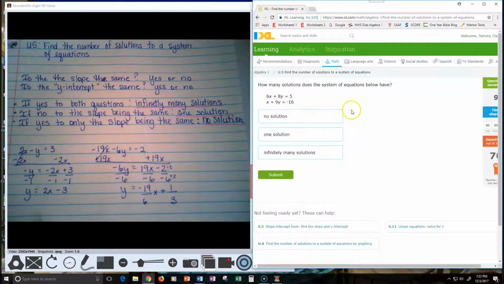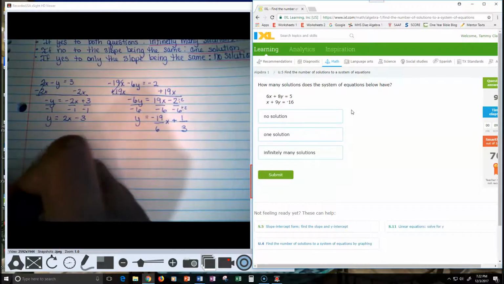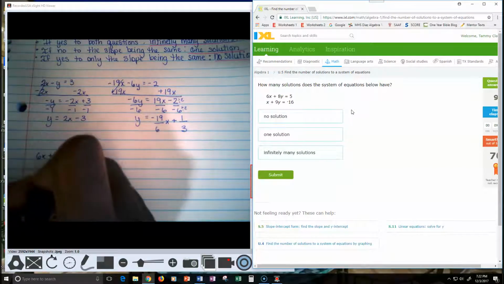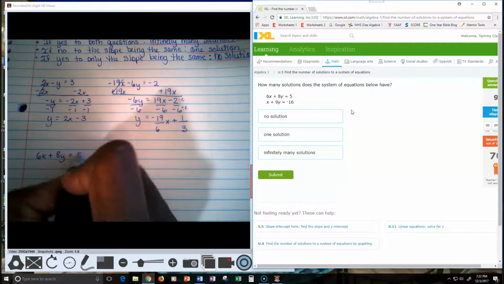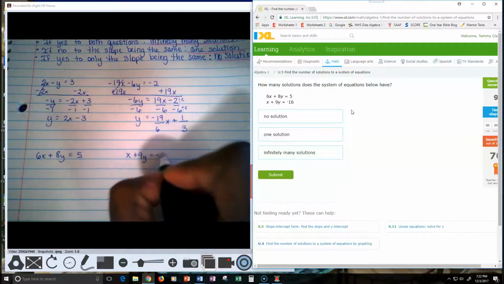All right, same thing. You're just going to change everything into slope-intercept form, and then you're going to answer the question. So we'll do this last one, and that'll be it for this video. So we have 6x plus 8y is equal to 5. On this one, we have x plus 9y is equal to negative 16.